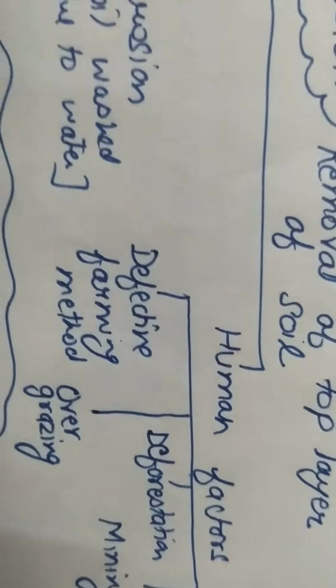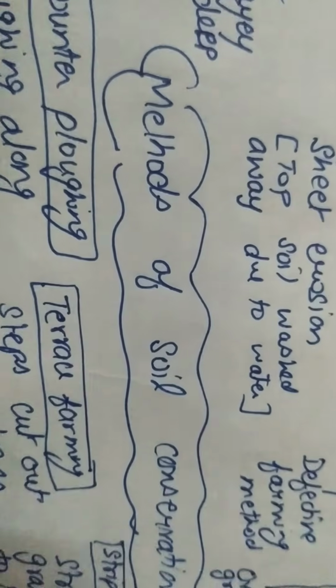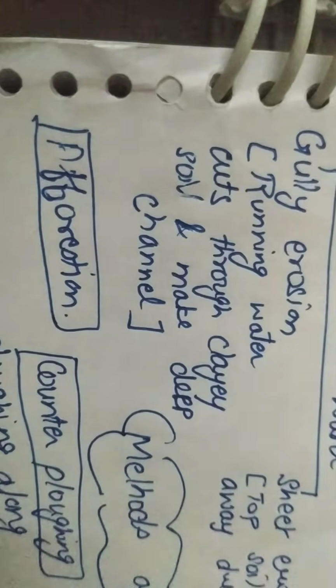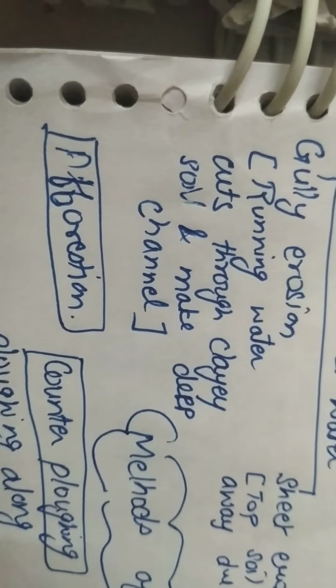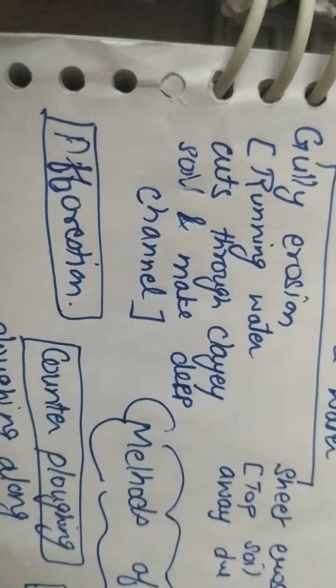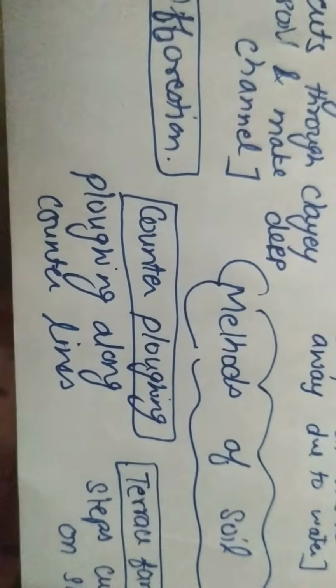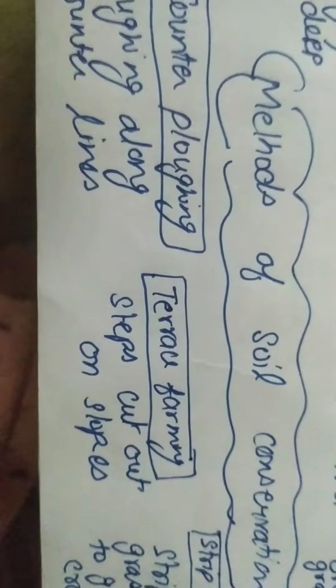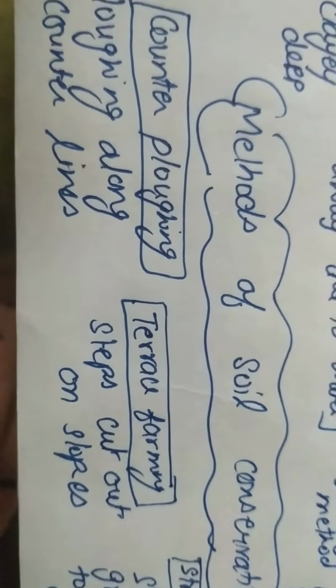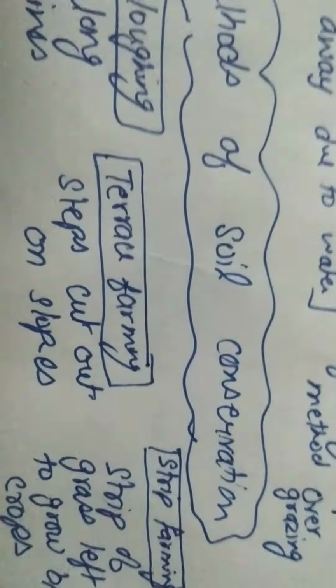So what to do? How to protect it? What are the methods of soil conservation? The first method, afforestation. Deforestation, do the opposite. Afforestation, that is plant more trees. Contour plowing, plowing along the contour lines. Then terrace farming, that steps can be cut on the slopes.